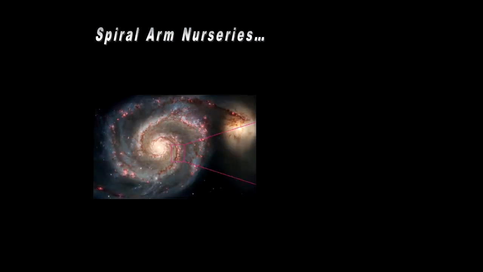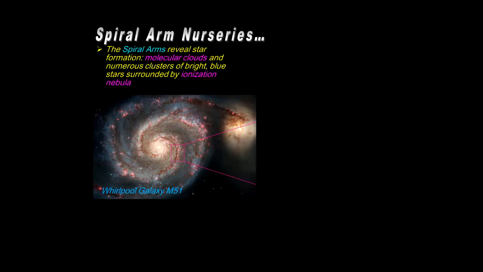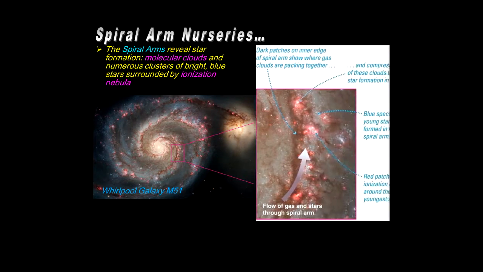Well, the spiral arms are where new stars are being born. We have the stellar nurseries. Molecular clouds are contained therein. Clusters of bright blue stars surrounded by ionization nebula, the OB star associations, are all there.